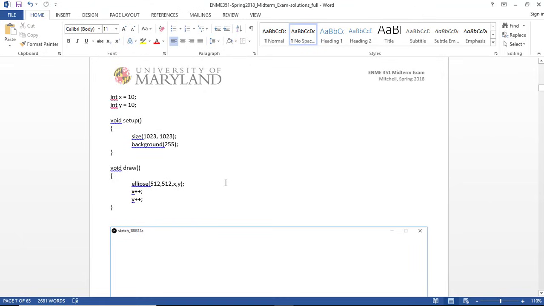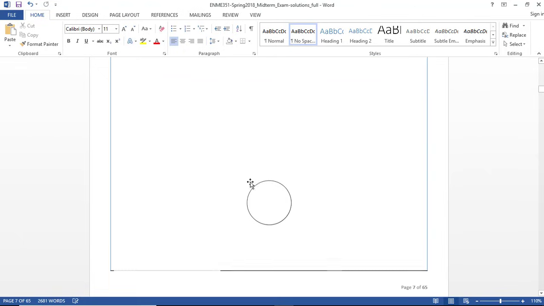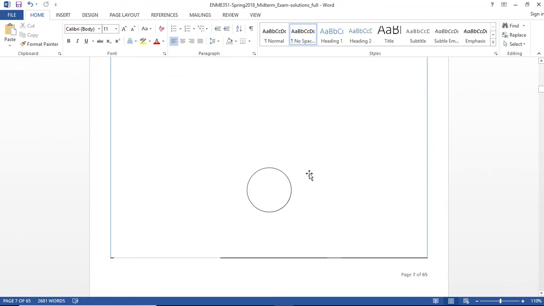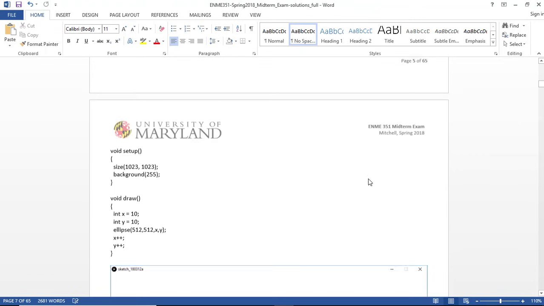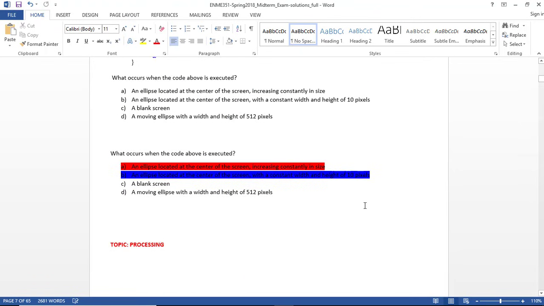So as a result, for version 2 of the exam, now you have a circle in the center of the sketch, but each time you go through the draw function, the semi-major and semi-minor axes are incrementing in size. So you'll see this guy get larger and larger and larger as you go throughout time in terms of executing the sketch. So for version 1, the answer should be B, and then for version 2, the answer should be A.